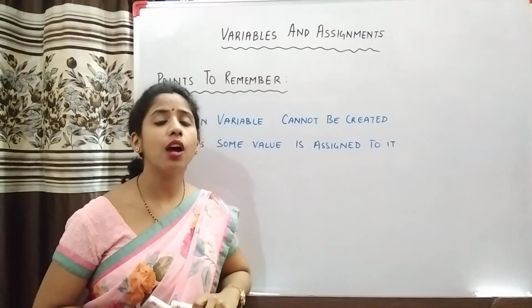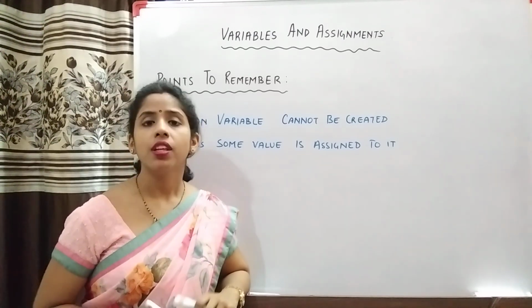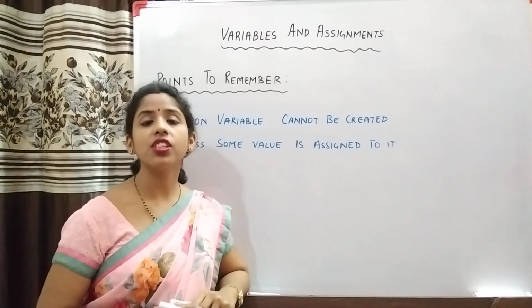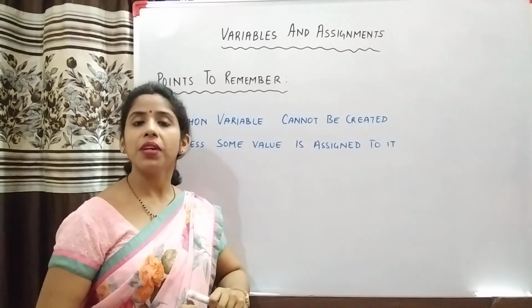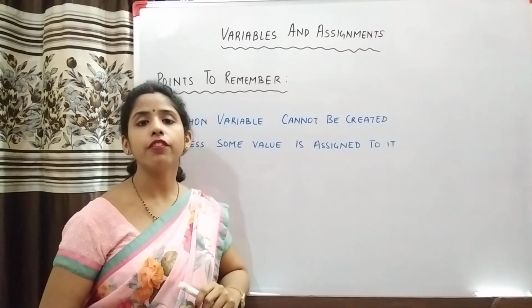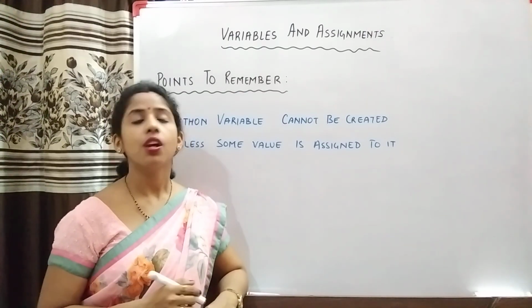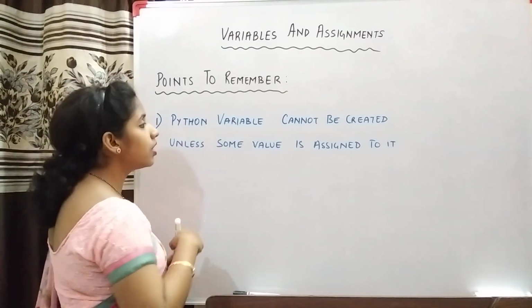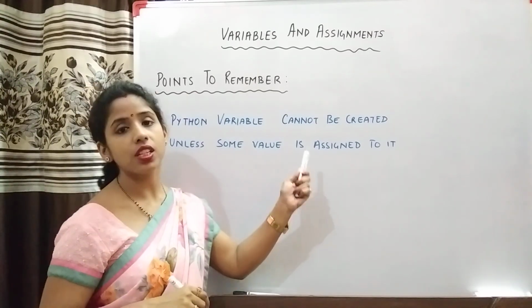Right now you have seen how to create a variable, and for creating a variable we write the variable name, then assignment operator followed by value. But there are certain things which are special about Python variables and which make them a little bit different from the variables present in C, C++ and Java languages. So the first thing is that a Python variable cannot be created unless some value is assigned to it.